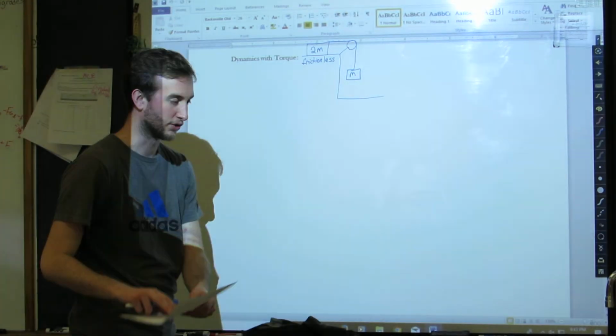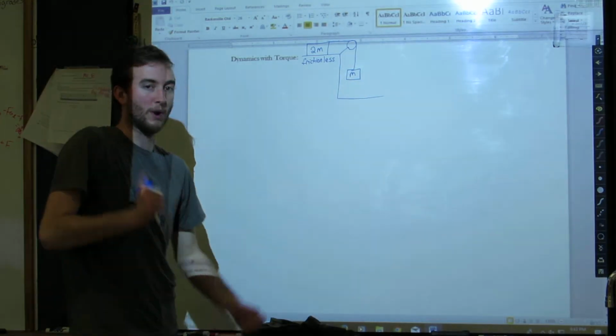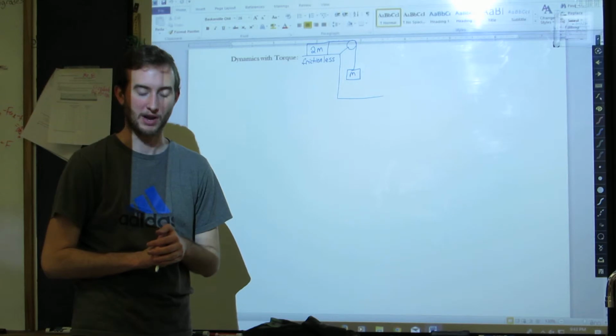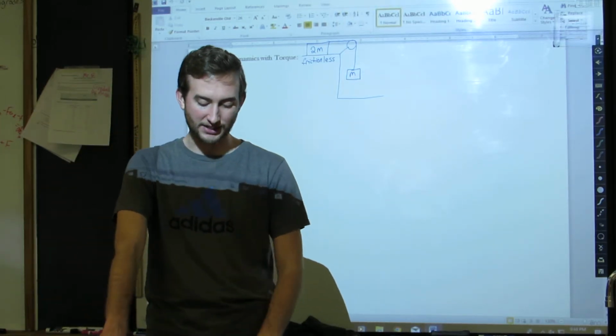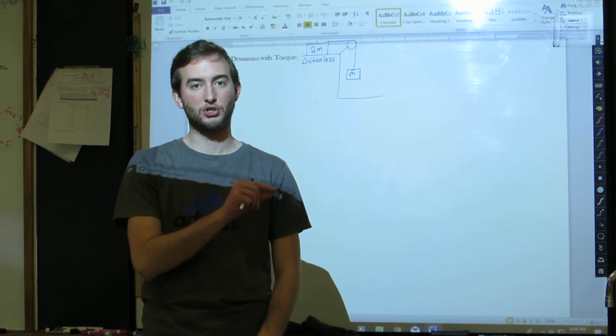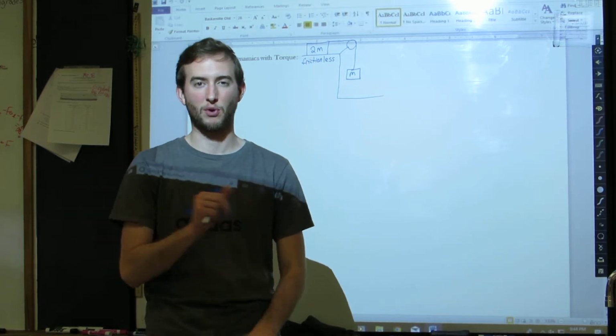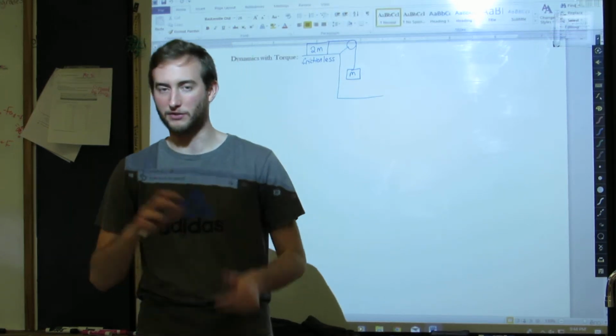Now, here's what I'm going to do. I'm going to show you the regular way we used to treat this. We're going to solve for things like the acceleration of the system and the tension in the rope. Then we're going to solve it using the principles of torque, and I'll explain why you have to use one or the other in certain cases.